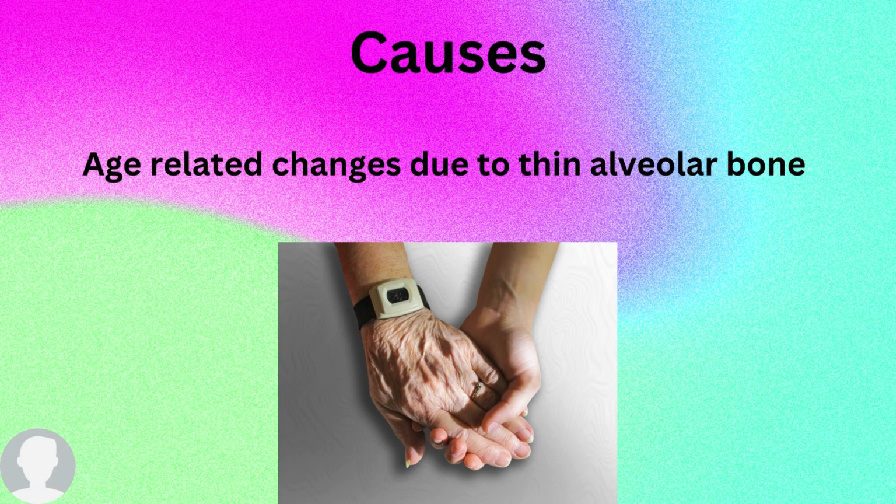Now, I think you all are wondering, what are the causes behind fenestration and dehiscence? The number one cause is age-related changes due to thin alveolar bone. You know that when we age, we will end up having a thin alveolar bone. So at the end, the root of the tooth might be exposed, and we might have fenestration and dehiscence.